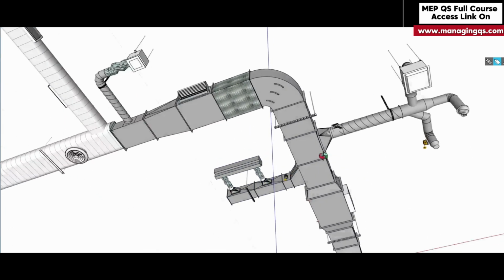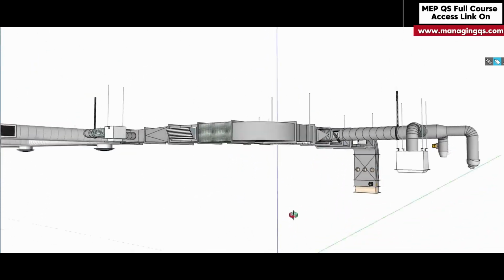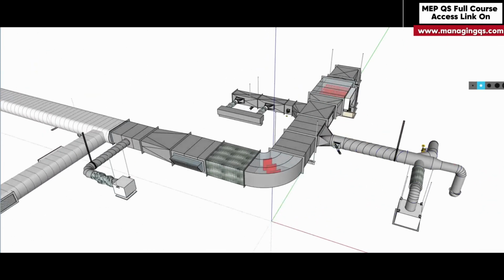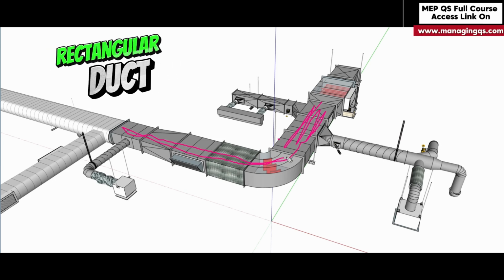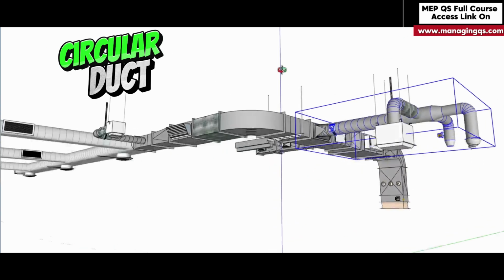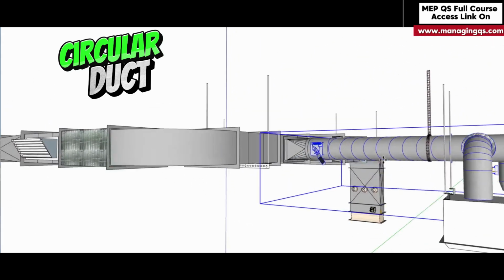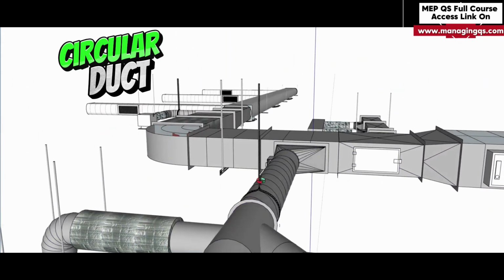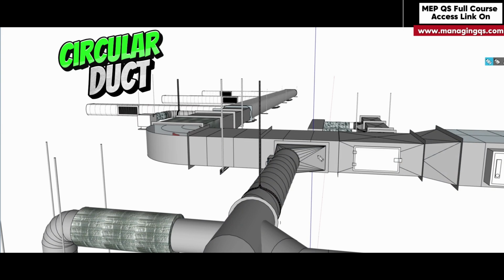You can see here, the rectangular duct means the cross section of the duct looks like a rectangle. The first ones you can see here are the rectangular ducts. So the cross section looks rectangular. The second one is circular duct. You can see here there are circular ducts. The cross section surface looks circular. So these are the circular ducts.